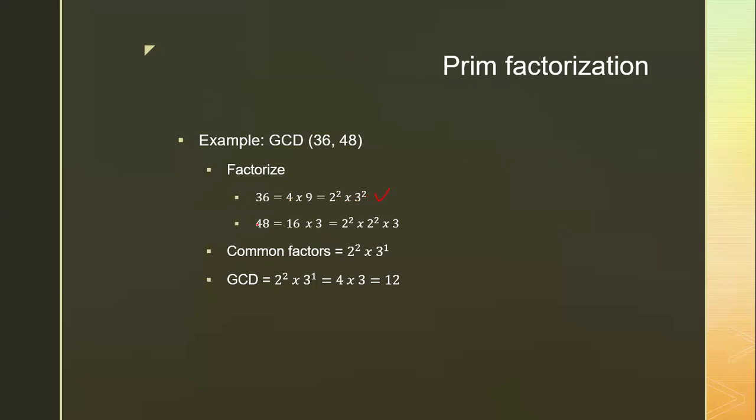And then we've got 48. 48 can be represented as 16 times 3, which can also be represented as 2 squared times 2 squared times 3 to the power 1, like that there. So the common factors between these two numbers could be that we've got 2 squared there, we also have 2 squared there, so they are common. And then we also have 3. Okay.